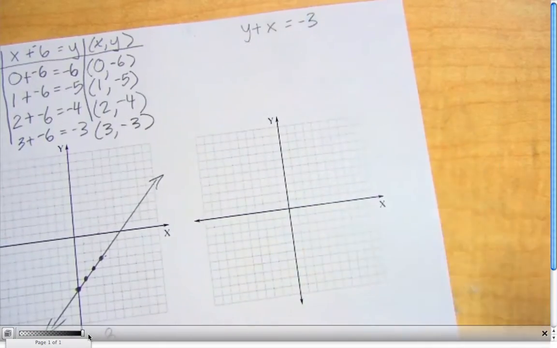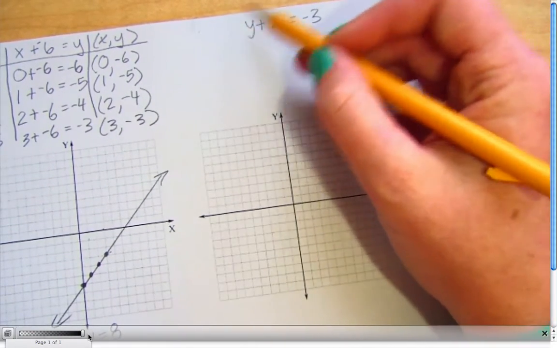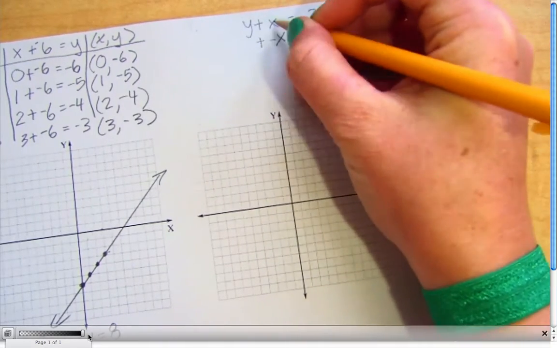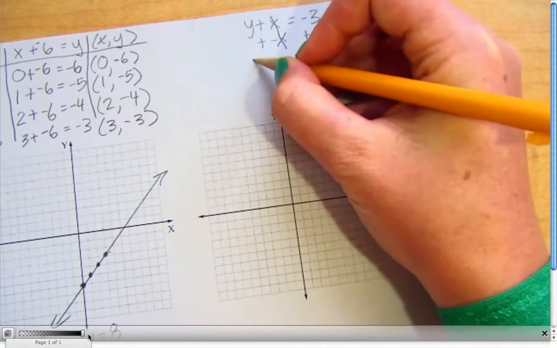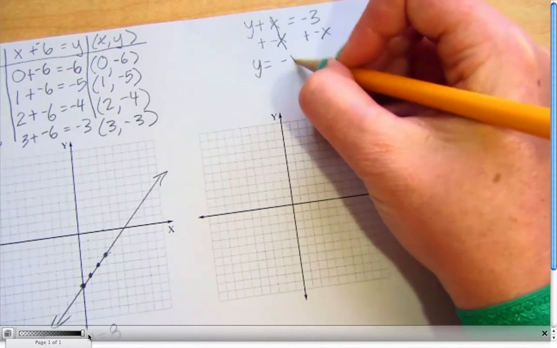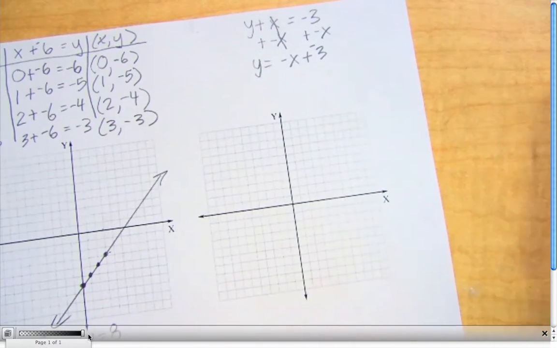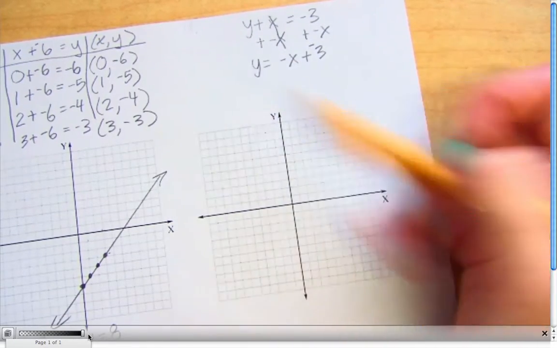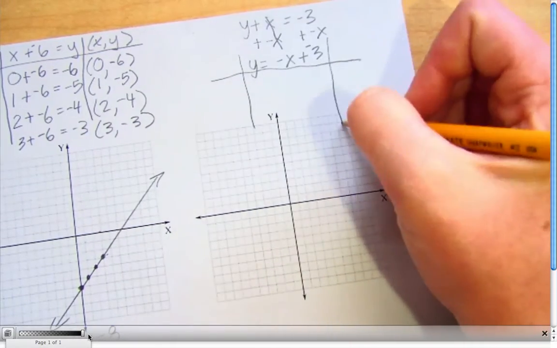So this one, remember your first step is to solve for y in terms of x. So I need to get y by itself. So that means I need to get rid of the x. So if I add negative x to both sides, that equals 0. So y equals negative x plus 3. Sorry, negative 3. Or negative 3 plus negative x. Doesn't matter which order you write it in. Okay? So step 1, solve for y in terms of x. Get y by itself. Now I need my table to find some points.